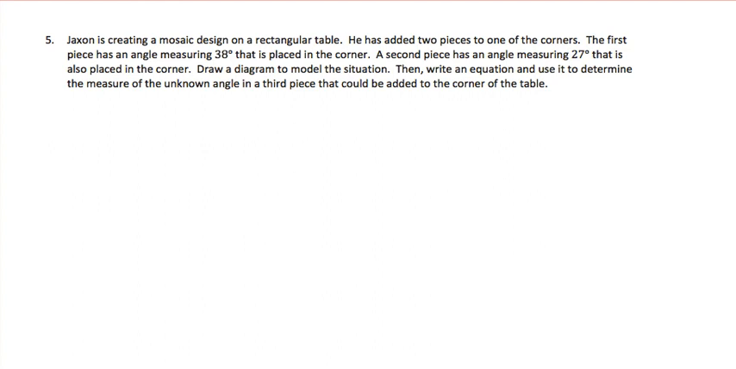And in our final problem, we don't have a drawing. Jackson is creating a mosaic design on a rectangular table. I notice rectangular, so I know I have 90 degrees. He has added 2 pieces to one of the corners. The first piece has an angle measuring 38 degrees that is placed in the corner. And the second piece has an angle measuring 27 degrees that is also placed in the corner. We'll need to draw a diagram to model the situation, and then write an equation and use it to determine the measure of the unknown angle in a third piece that could be added to the corner of the table.